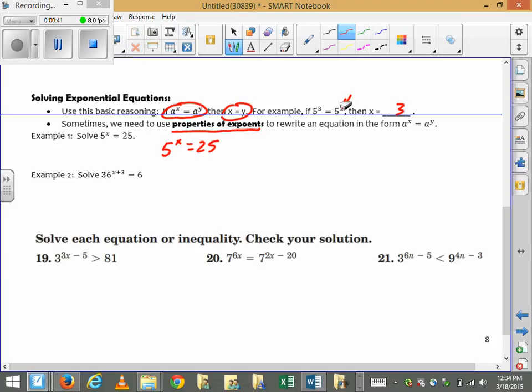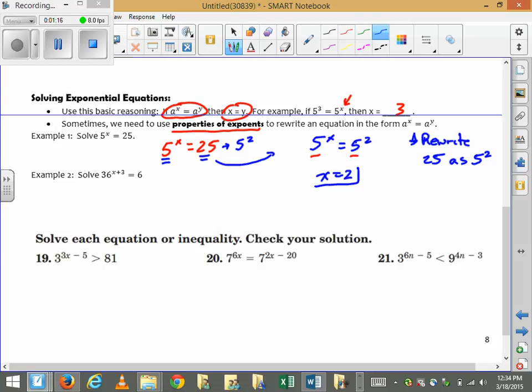Well, right now, I don't have the same exact base. That's 5 and that's 25. So what I'm going to do is kind of play a math trick. Can I turn one of those into similar bases? Well, 25, we should understand, is the same thing as 5 squared. So in other words, I can turn this whole problem into 5 to the x equals 5 squared. Rewrite 25 as 5 squared. Now all of a sudden I have the same base, which means I can put the exponents equal to each other, and that tells me x equals 2.